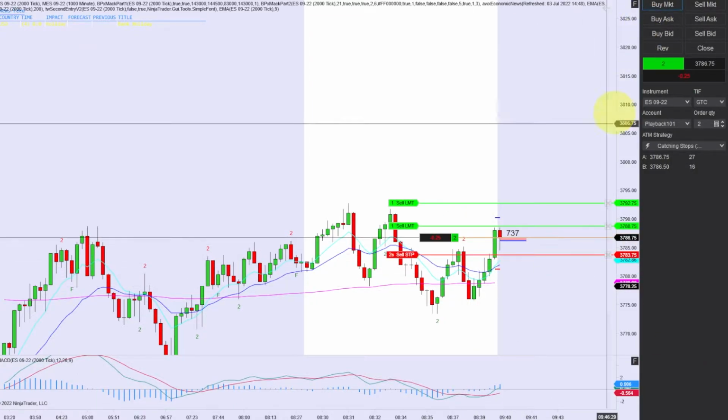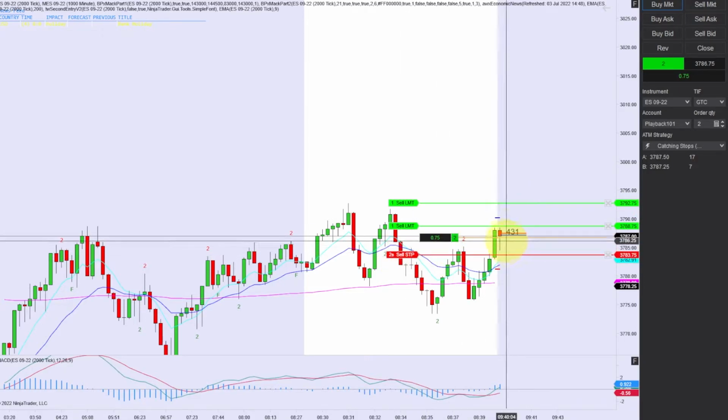Now, on the other hand, let's just say I'm back into the market here and I want to try and capitalize on this move here. Prices are pushing up.